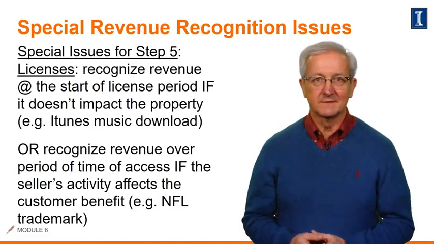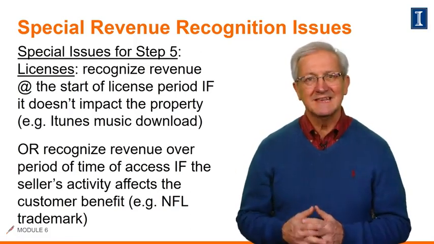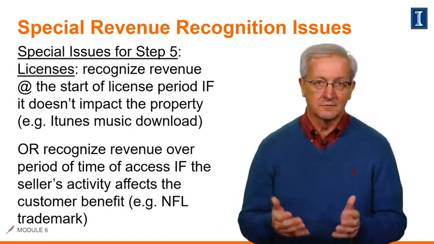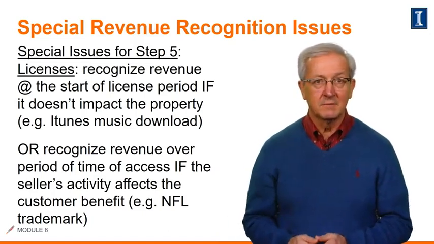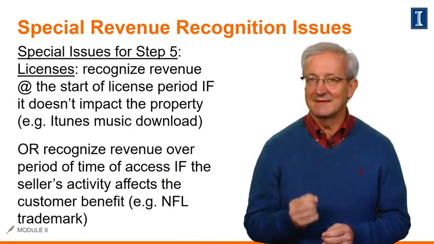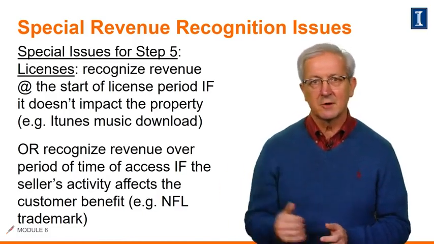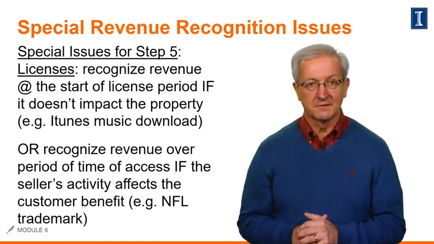Our first item relates to step number 5 special issues. First of all, we have licenses. Here we typically recognize the revenue at the start of the license period if it does not impact the property, such as iTunes music downloads that we all do. Or we recognize the revenue over a period of time of access if the seller's activity affects the benefit to the customer. Examples might be NFL trademarks or the NBA Adidas license that we see within pro basketball.